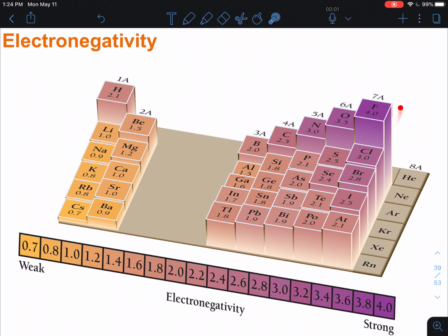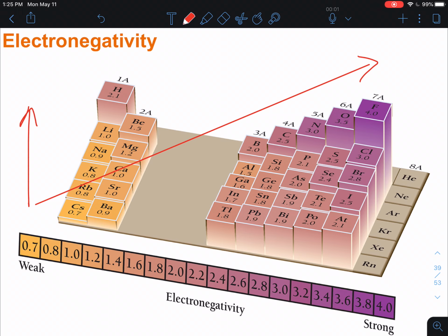As you can see here, there's a numerical value associated with each element, and that value is its electronegativity, where 0.7 is the weakest, cesium, and the strongest, the most electronegative, is fluorine at 4.0. So you can see here that electronegativity increases as we go across and go up the periodic table. So as we go up and as we go across.